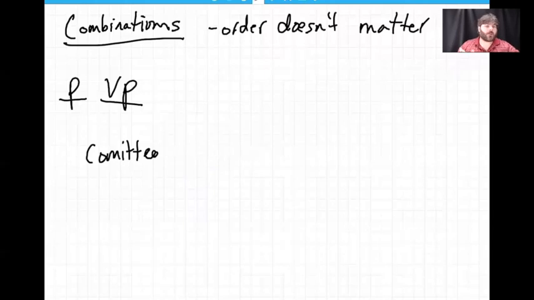committee. If you talk about a group, like a study group, Bill, Fred, and Sam, same thing as Sam, Fred, and Bill. Doesn't matter what order you pick the people in or what order you put them in. Just like a group. So that's when we're going to use combinations. Now, we notate it as NCR.